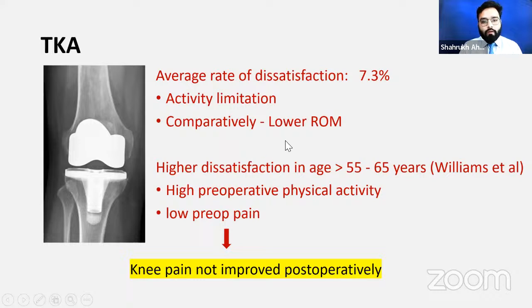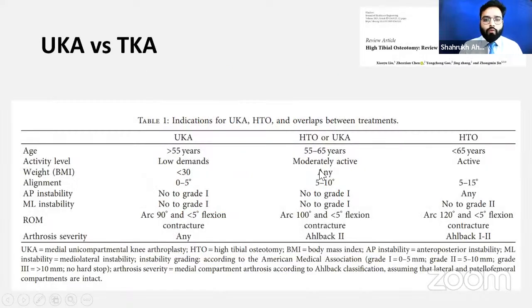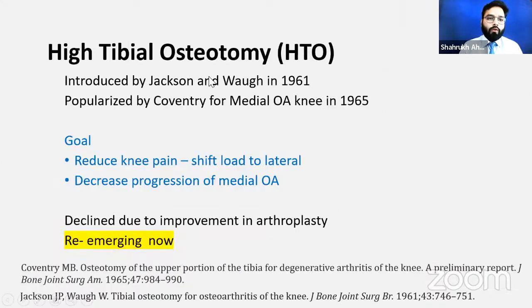Most of the young patients are dissatisfied with the results of TKR. That is why we have resorted to unicondylar and HTO again. These are the overlapping indications of unicondylar and high tibial osteotomy. Now, coming to high tibial osteotomy, it was introduced in 1961, popularized in 1965. The goal was to reduce knee pain by shifting the load to the lateral side and decreasing the progression of medial osteoarthritis. Its use declined due to improvement in arthroplasty, but it is re-emerging now.